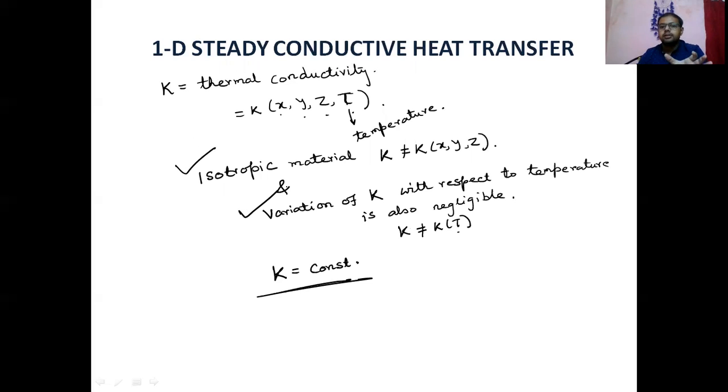If you are not mentioning these two assumptions, it is incomplete, because K might vary. Definitely K will vary with temperature. Thermal conductivity is a thermophysical property, and it always varies with the temperature. But this variation is negligible. You have to mention that as our assumption for the case of one-dimensional steady conductive heat transfer.